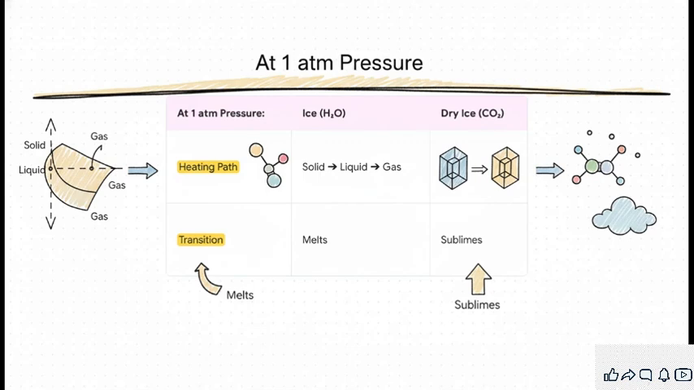Now, what's really fascinating here is the stark contrast. On the left, if you heat regular ice at normal pressure, it travels that familiar path. Solid melts to liquid, and that liquid boils to a gas. But look at the path for CO2 on the right. At that same pressure, it does something totally different. It jumps straight from solid to gas, completely leapfrogging the liquid phase.